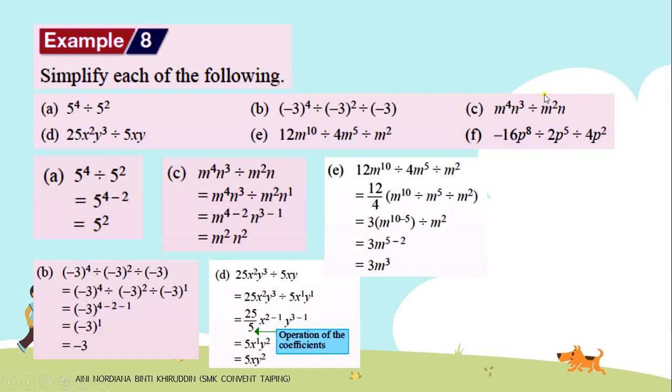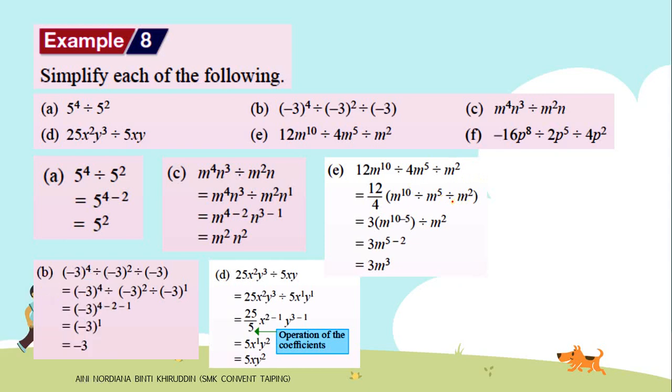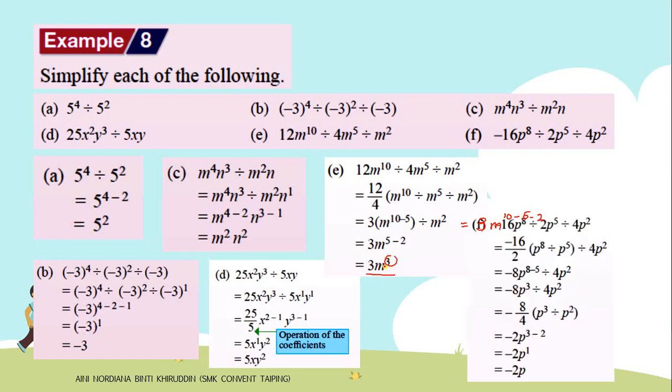For E, divide the coefficient here, 12 divided by 4, then 10 minus 5 minus 2. And actually you can skip this step. You can just write it as 12 divided by 4 is 3, so 3 to the power of m, and 10 minus 5 minus 2 is equal to 3. So 3 m to the power of 3.